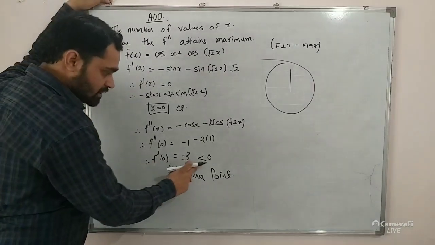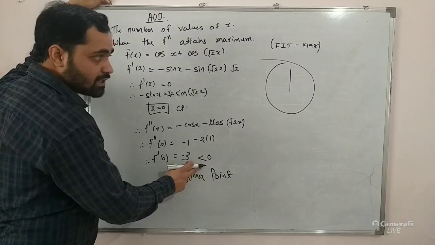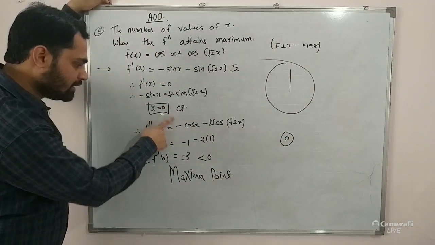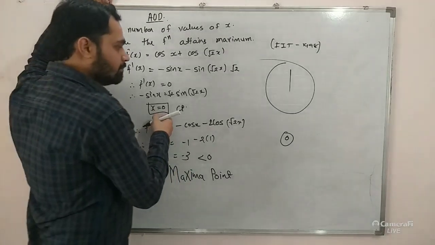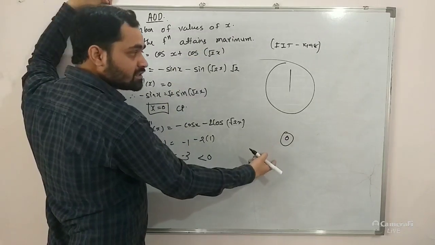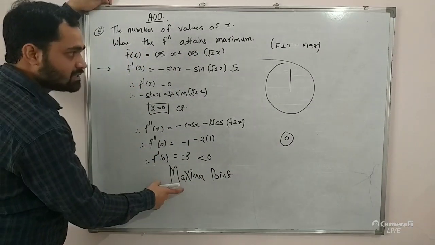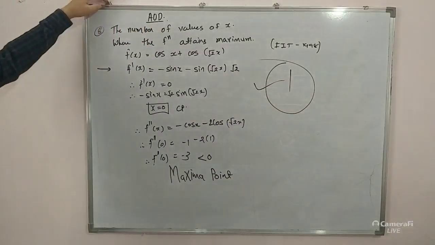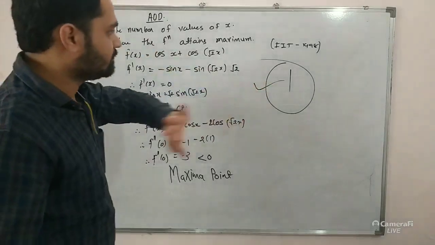If f double dash of 0 were greater than 0, then what answer would we write? 0, because the critical point we got would be a minimum point, so the number of maxima points would be 0. But here the point is 1 point and it is a maximum point, so the number of points is 1, right? So our answer for this numerical type question is 1.